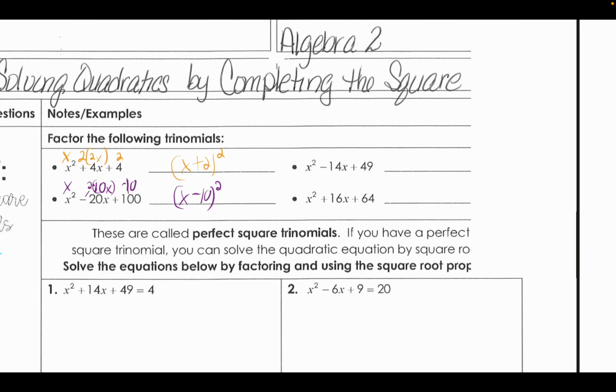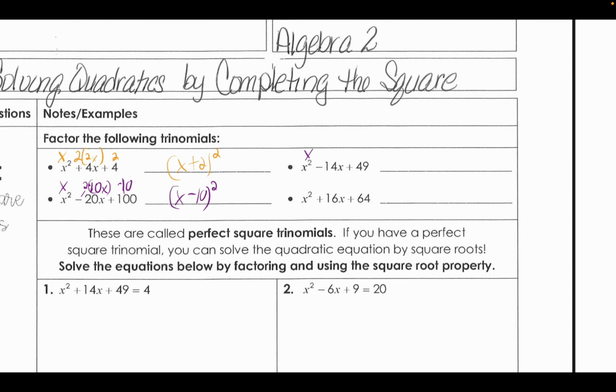Looking at the top right, x times x is x squared, 7 times 7 is 49, and the middle is 2 times 7 times x. So we have x minus 7 quantity squared, once again knowing the sign comes from this term. On this last one, x times x is x squared, 8 times 8 is 64, and 8 times x doubled is 16x. So this is x plus 8 quantity squared.